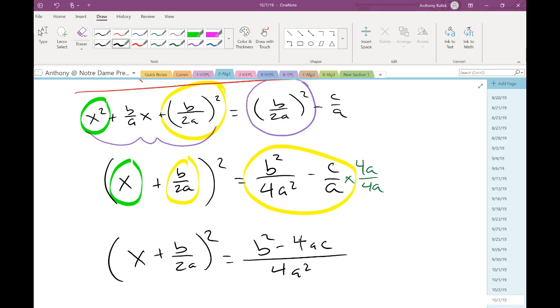So now we have something that looks like it's in vertex form, where I've already moved the constant over to the other side. So let's now start solving this. Notice that I have just one x there on the left-hand side. So I can square root both sides now.